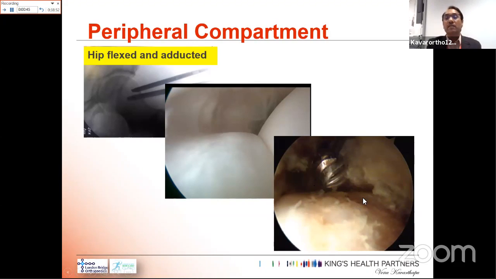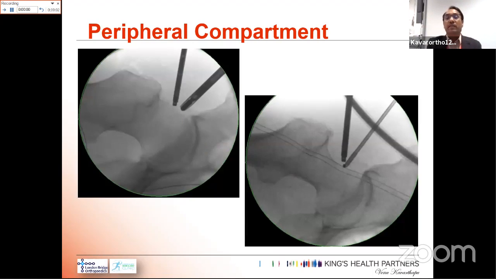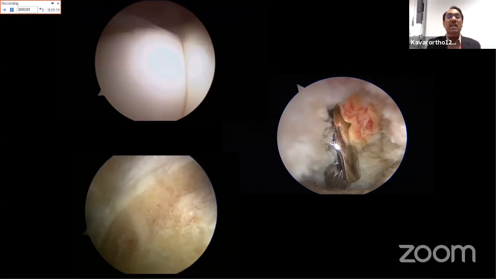Here, clearly, that is a cam lesion. Even with the hip reduced, there is still a large convex surface. And we do dynamic assessment throughout and map the size of the cam lesion and excise all of it. The aim is to get a normal head neck junction following your peripheral compartment cam excision.